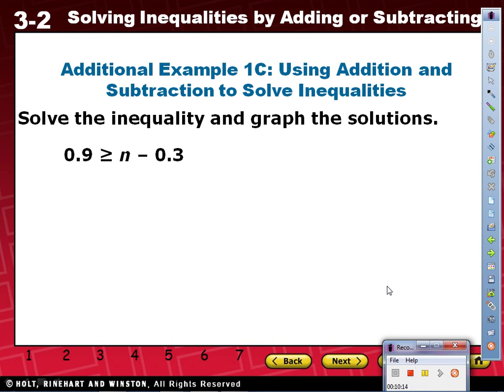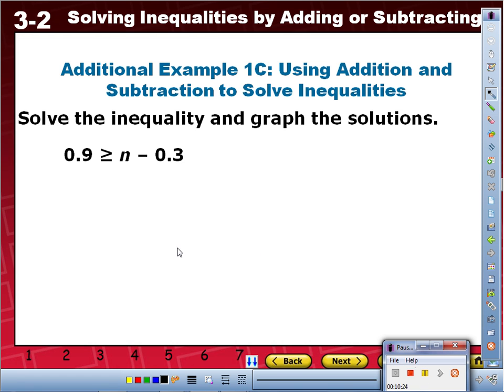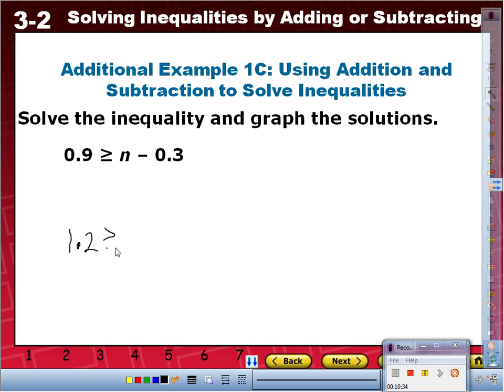There it is, example 1C. 0.9 is greater than or equal to n minus 0.3. See if you can get that one by yourself, please. You said 1.2 is greater than or equal to n. That is correct. Hands up if you got that.